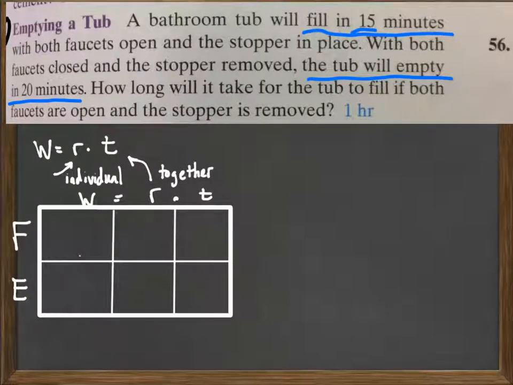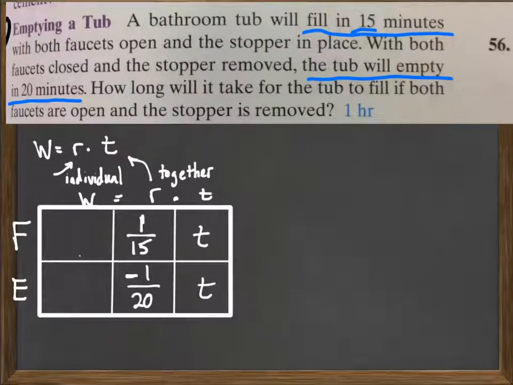So when we come to the rate, we're talking about time working alone. The faucets fill in 15 minutes, so it fills one tub per 15 minutes. The other way, the tub is being emptied, so it's minus one tub per 20 minutes. Okay? And then the time together, well, they're both working the same amount of time. They're both going to be contributing to filling and emptying the tub together. We don't know what that is, so we can label that as our variable t.